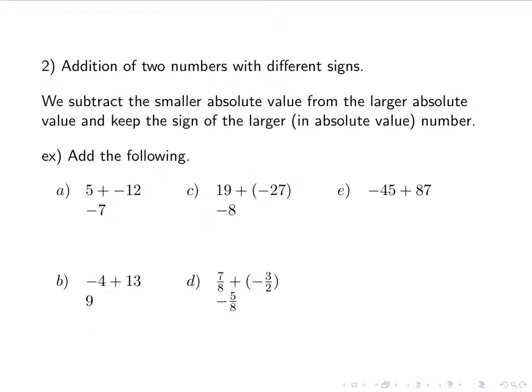Part E is negative 45 plus 87. I will do 87 minus 45 and then keep that answer because the larger number is positive. And I get 42. For my last one, I have negative 9 plus 12. The positive number is the larger number, so my answer is going to be positive. And then I subtract the absolute values, and I get 3.